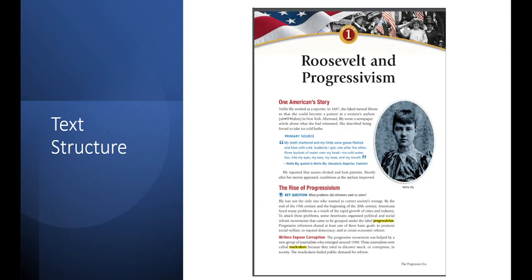First, explaining the importance of the bolded headers. For this particular one, they need to understand that this section is about Roosevelt and progressivism, and then the red, One American Story, the rise of progressivism, all of that, they actually need to read that, which, as we all know, students can sometimes tend to skip things.